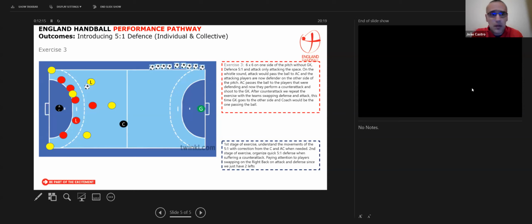It can be a 6v6, no problem with that. They need to know the small group tactics, but also the collective group tactics and the individual stuff in the 6v6. But this first part of the drill needs to have some sort of outcomes. And something that I suggested was, how can we work on a part of the defense?